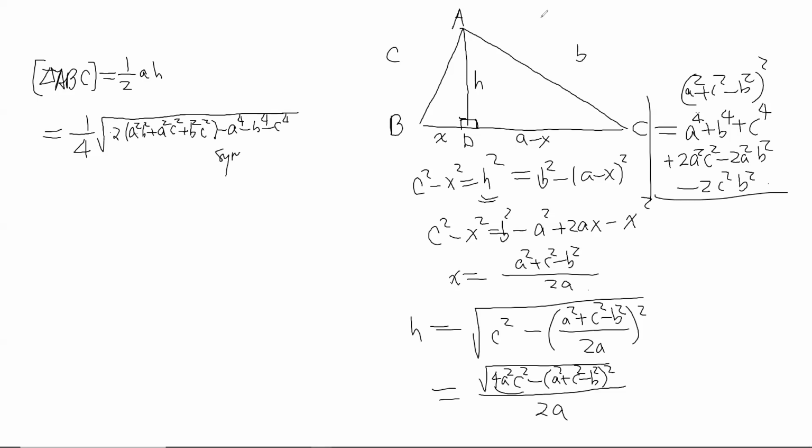Wait, shouldn't there also be a c squared? No, this is c to the 4 here. So why is it good? It's symmetric in ABC. Do you agree? Yeah, so you can permute ABC in any order, but the formula doesn't change, which means it's easier to remember this. So you guys should remember there's a different formula here.